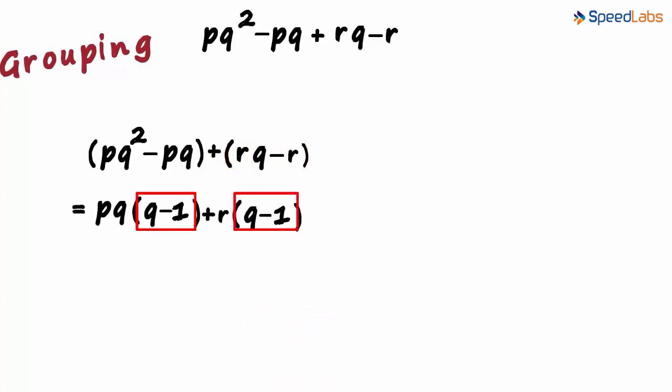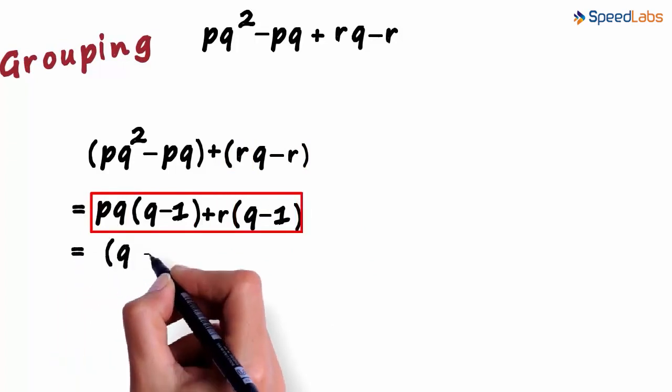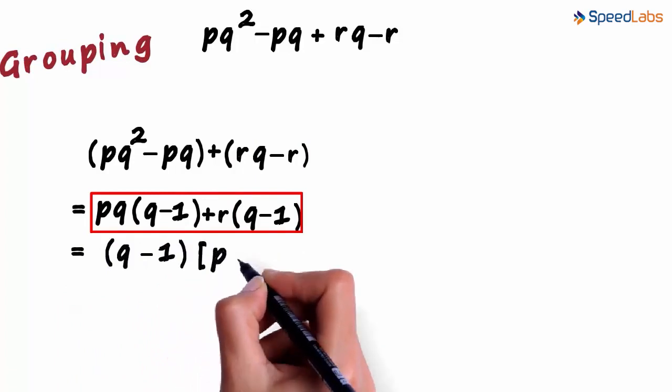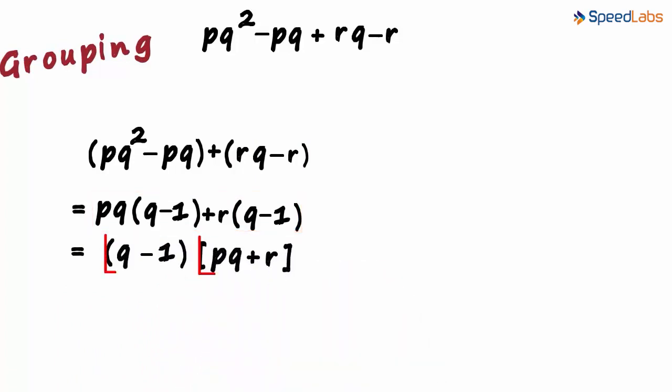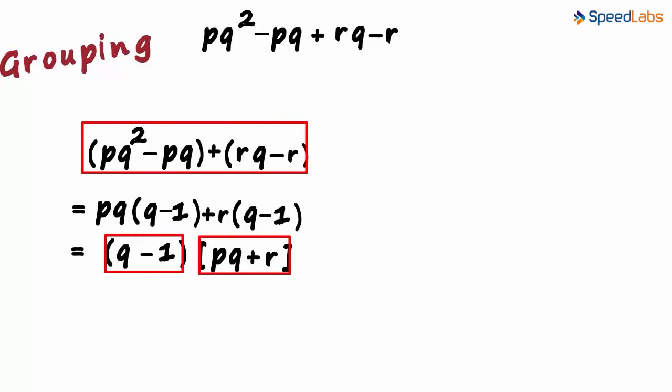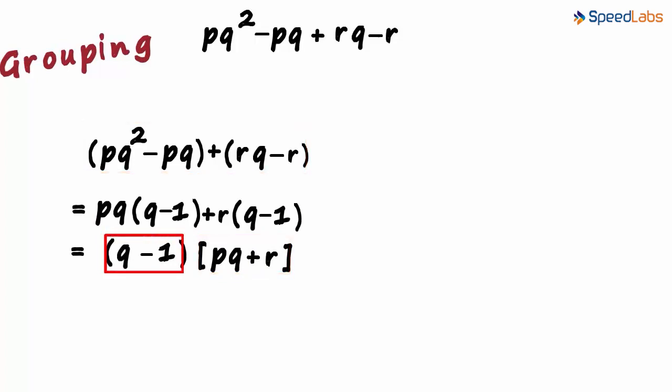q minus 1 is common to both the terms. So we write the expression as q minus 1 multiplied by pq plus r. So these are the 2 factors of this polynomial, q minus 1 and pq plus r.